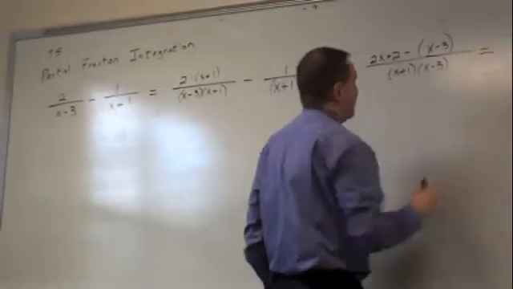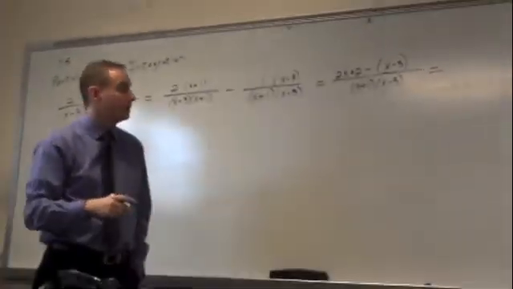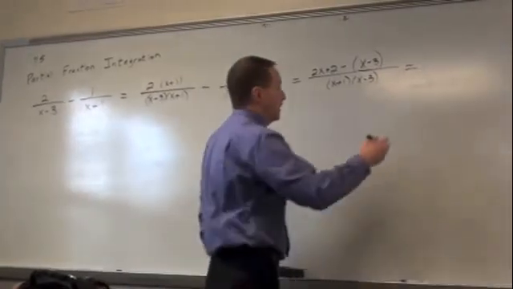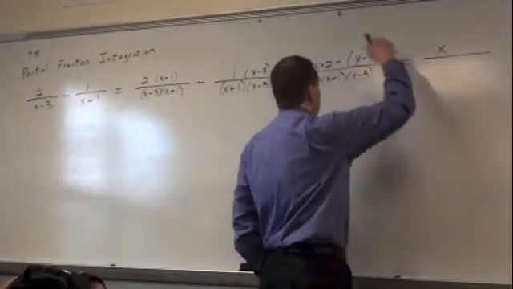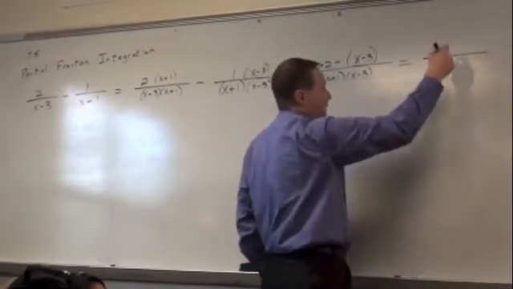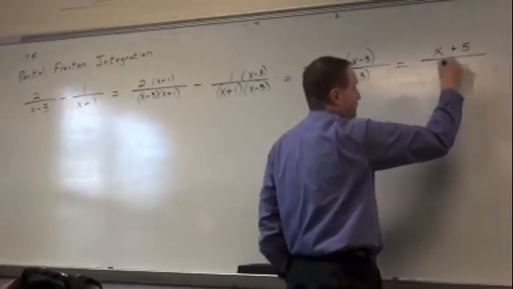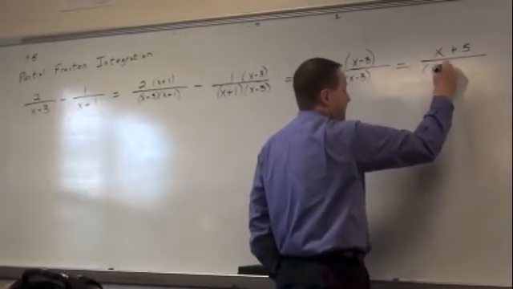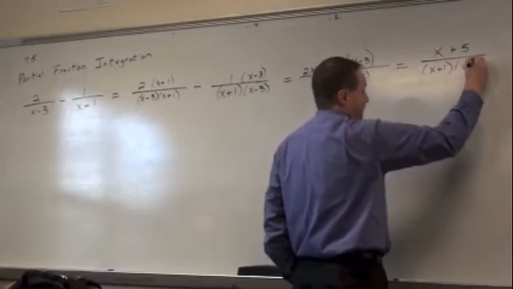Now I simplify by combining my numerator. 2x minus x is x. 2 minus a negative 3, well, that's going to be plus 5. I get my final answer of x plus 5 over x plus 1, x minus 3.